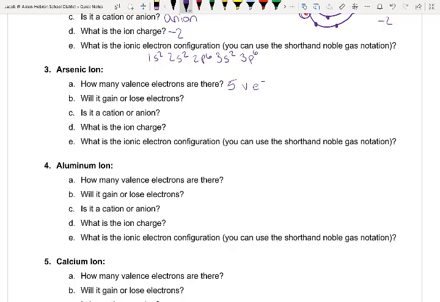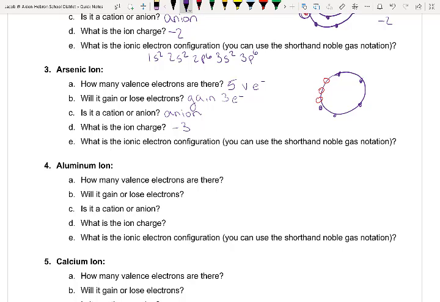Will it gain or lose electrons? So again, in that outermost shell, you have 5 valence electrons. 3, 4, 5. It wants to have 8. It's going to be easiest for it to just gain 3. So it is going to gain 3 electrons. Again, anions like to gain electrons and become negative. So here this is an anion.